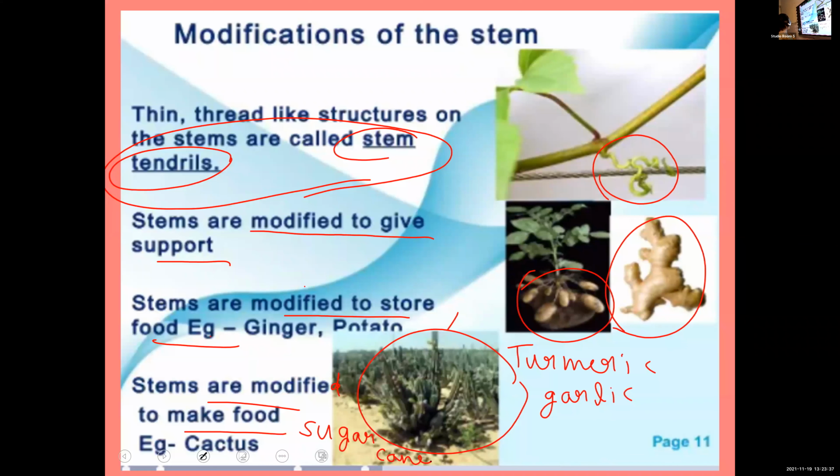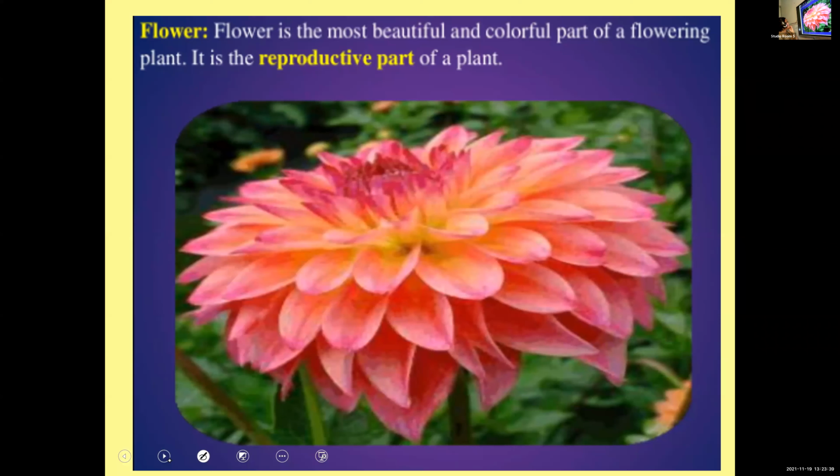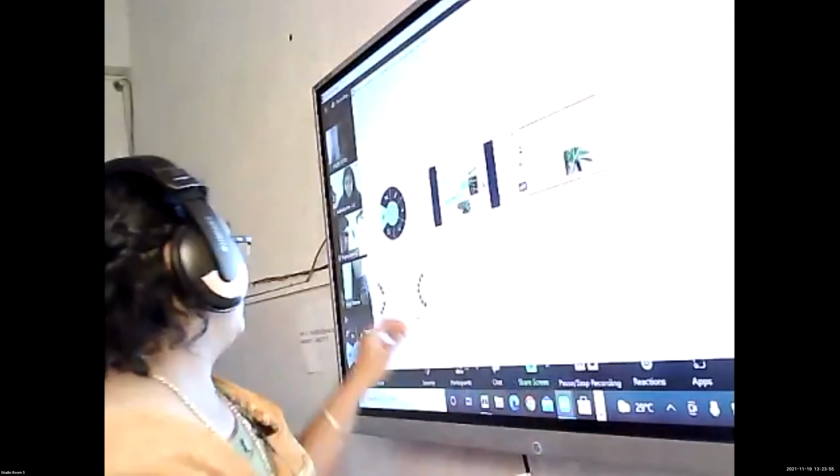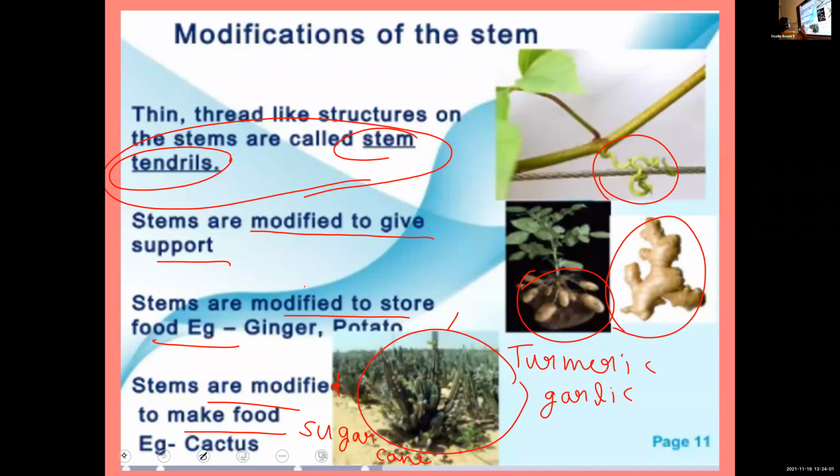So already we completed the stem. I hope everyone has completed this. Who is that? Jelin, click the photo. Already time. Everyone completed, no? Okay. Turmeric, garlic, and all are examples of stems modified to store food. Clear? Okay. Yes, ma'am. Finished. So next, I am moving on to the next part.